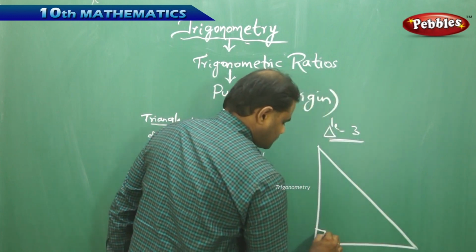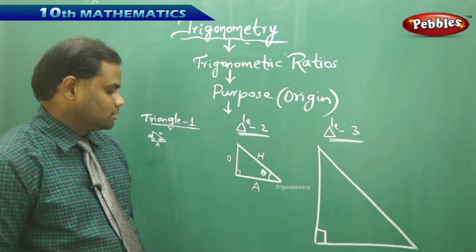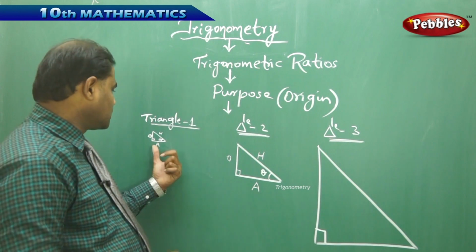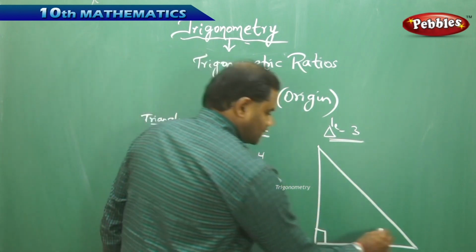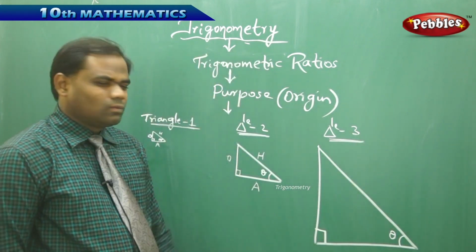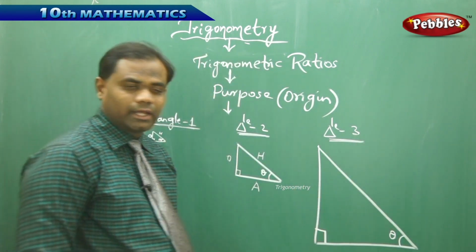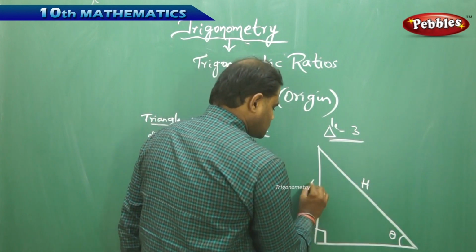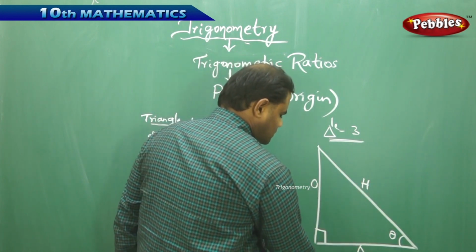This is the triangle which is bigger than this and even bigger than this, and here I take the angle theta. Now let's identify H, O and A. This is H, this is O, and this is A.